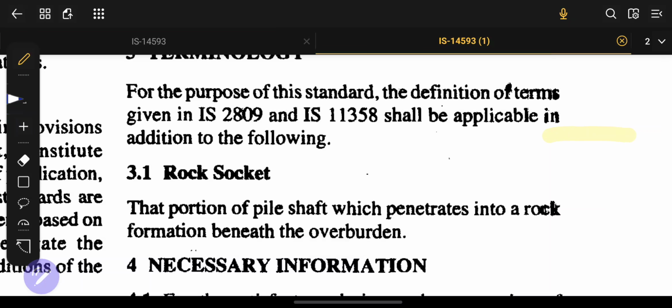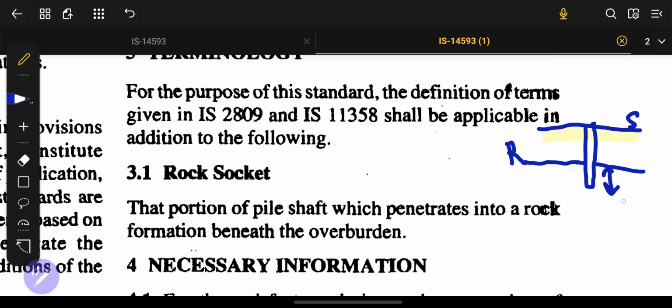Suppose I have this soil on top. Okay, I have this pile and this is the rock. This is rock, this is soil, and your pile is going this much inside. This is called Ls. This is called rock socket.